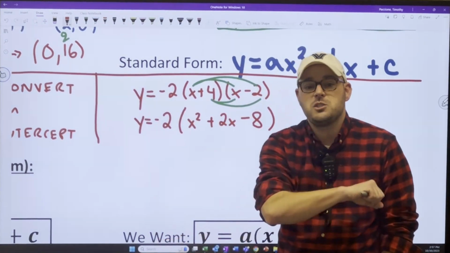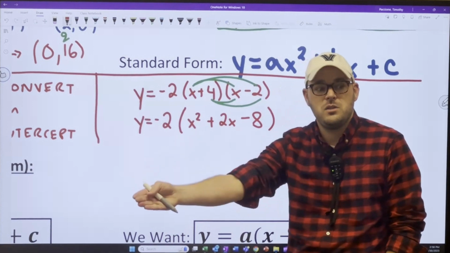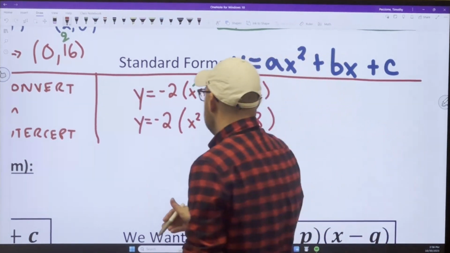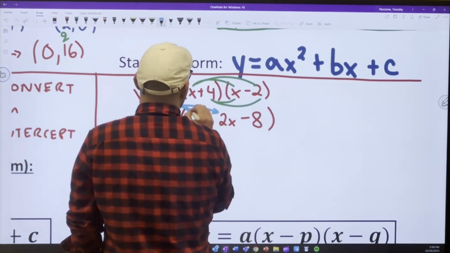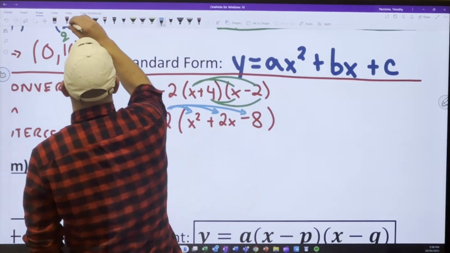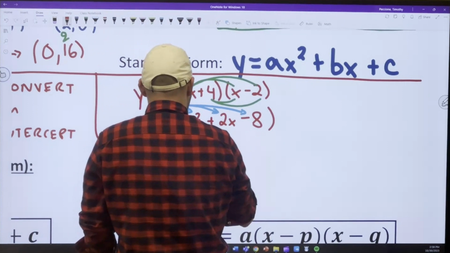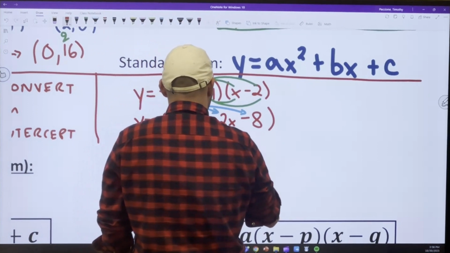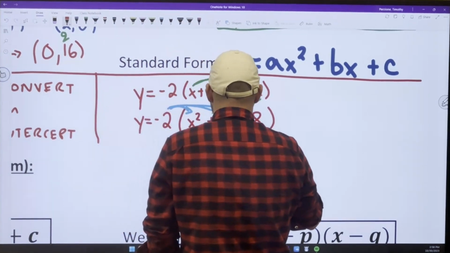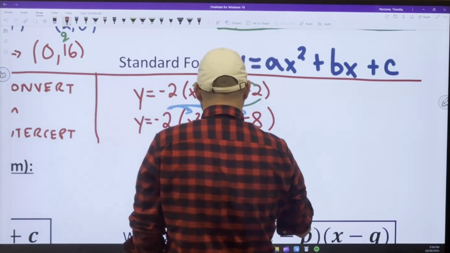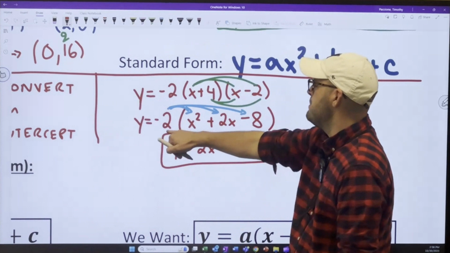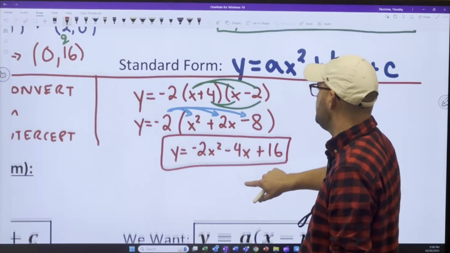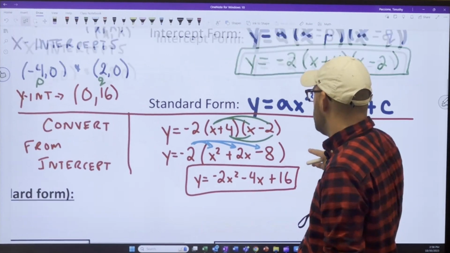All right, now let's distribute. We got to distribute that negative 2 that's on the outside, and then we'll be done. So that would be a negative 2 all the way through, and we get y equals negative 2x squared minus 4x plus 16. Well, I had plus 2x and a minus 2. Okay. Now, a couple things to notice here.